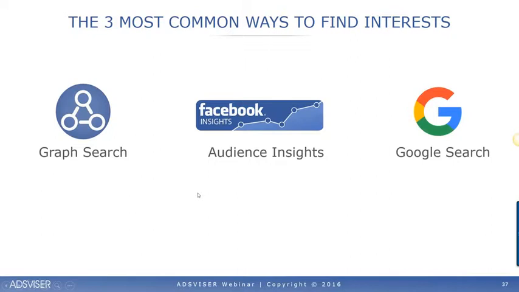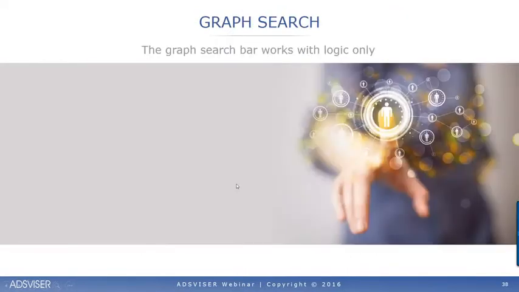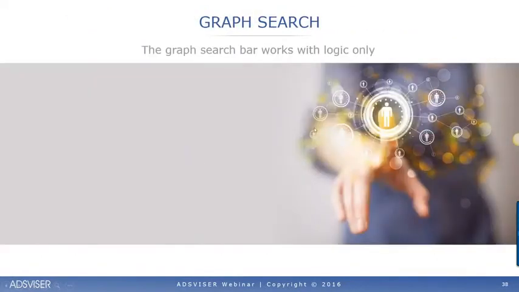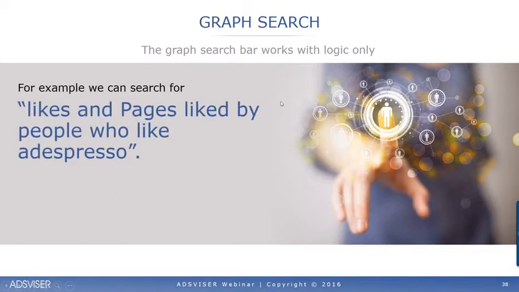And we're going to go through Google search, just really, really quickly. These are the three main things, the 99% used to find interest. For those of you who have graph search, which means you need the US English setup within Facebook, in the top left-hand search bar, if you type this in: likes and pages liked by people who like Adspresso.